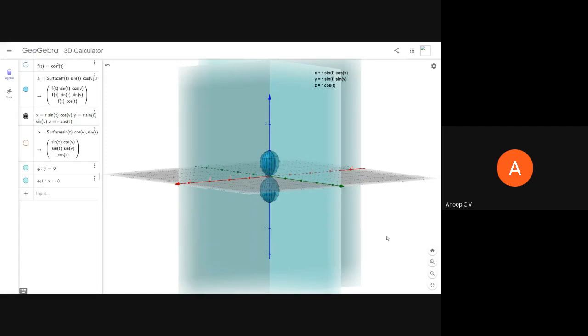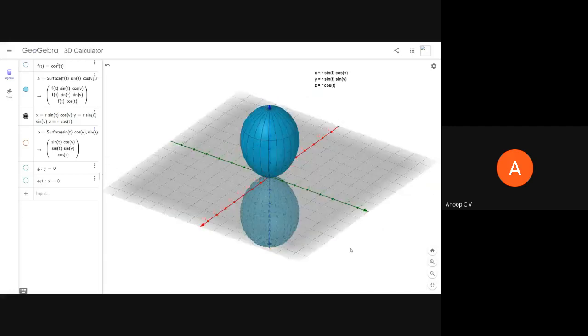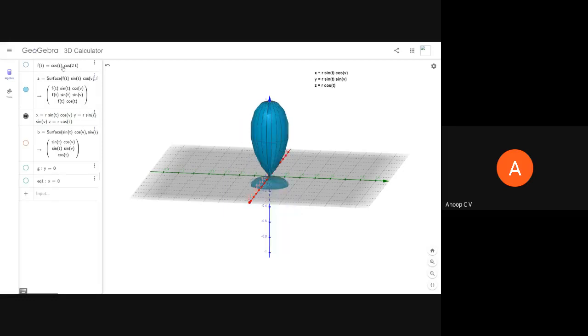So that is about the cos square theta pattern. Sorry, I should not show this. Again, I will just zoom to fit. So this is a cos square theta pattern. Now we'll see what happens if I change f of theta. We'll try to see the cos theta times cos 2 theta pattern, cos theta times cos 2 theta.